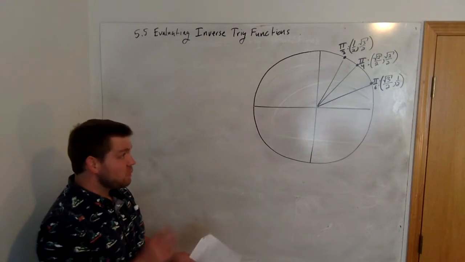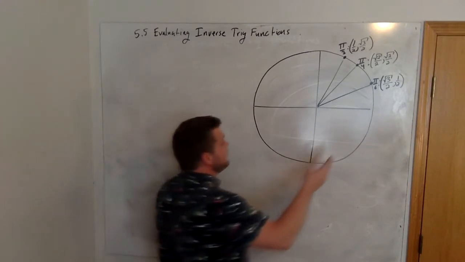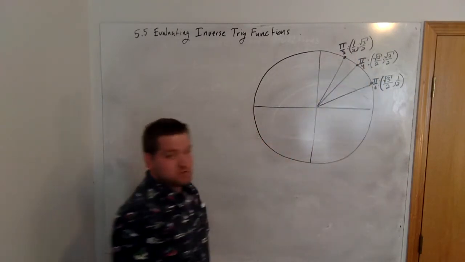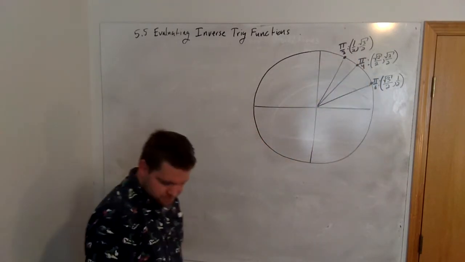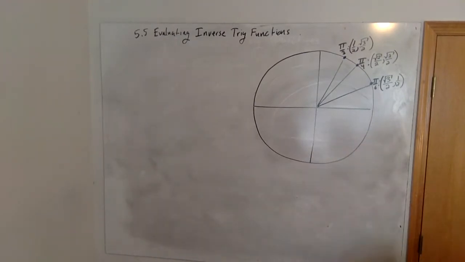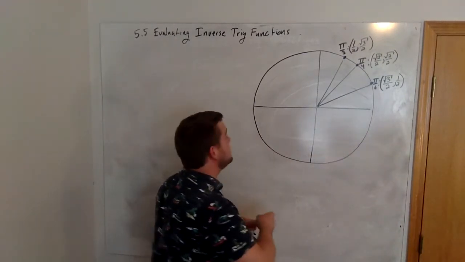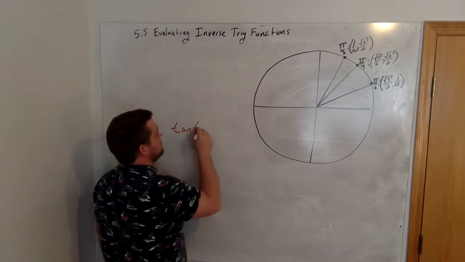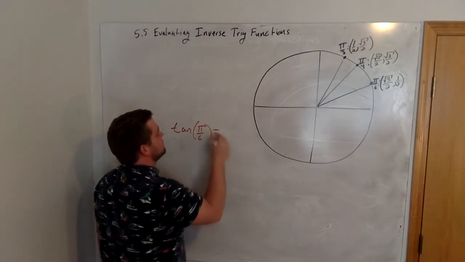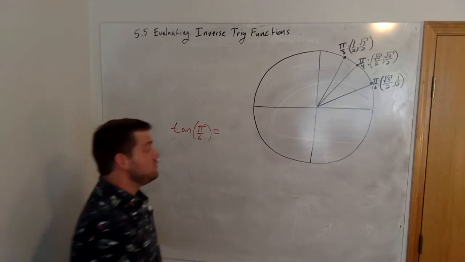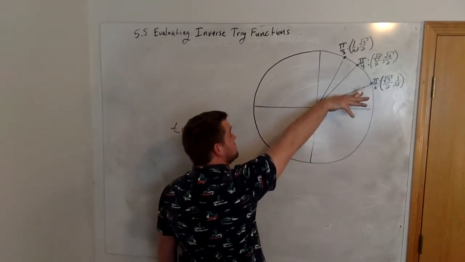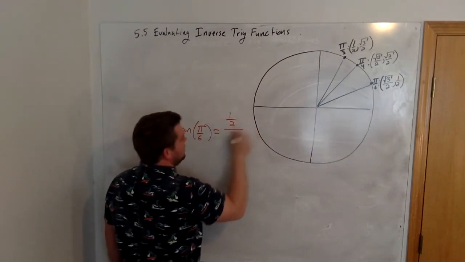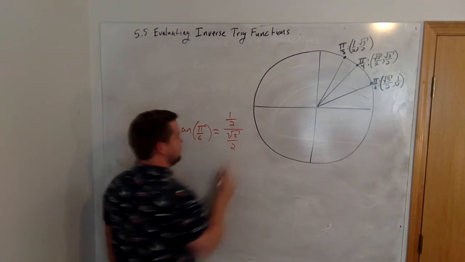Before doing that, what I'd like to do here is think about what the tangent of pi over 6, pi over 4, and pi over 3 should be. Let's add them to this unit circle. So let's think about what's tangent of pi over 6? Remember, tangent is sine over cosine, or you could think of tangent as the slope of this line on the unit circle. Well, the rise is 1/2 and the run is root 3 over 2.